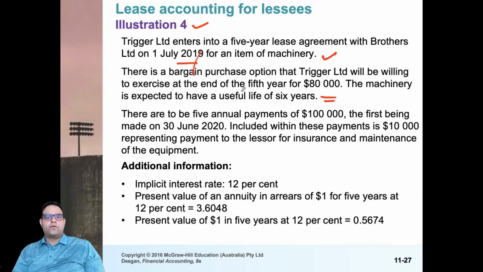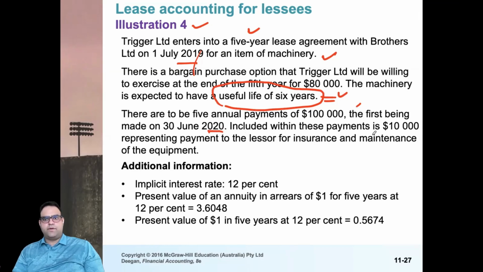So for them, if we want to do the amortization, the lease term does not matter, but the useful life of the asset matters. In this case, the useful life is 6 years. So if I want to amortize, I will amortize over 6 years rather than the lease agreement, which is of 5 years. There are 5 annual payments of 100,000. They will begin in June 2020.